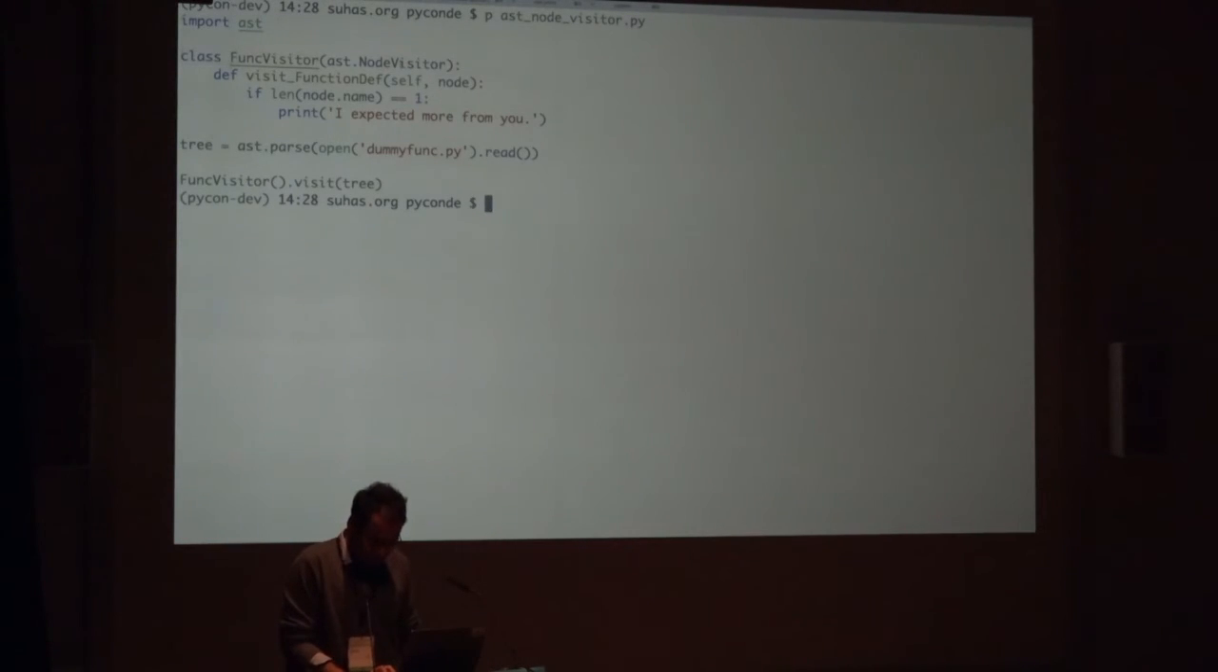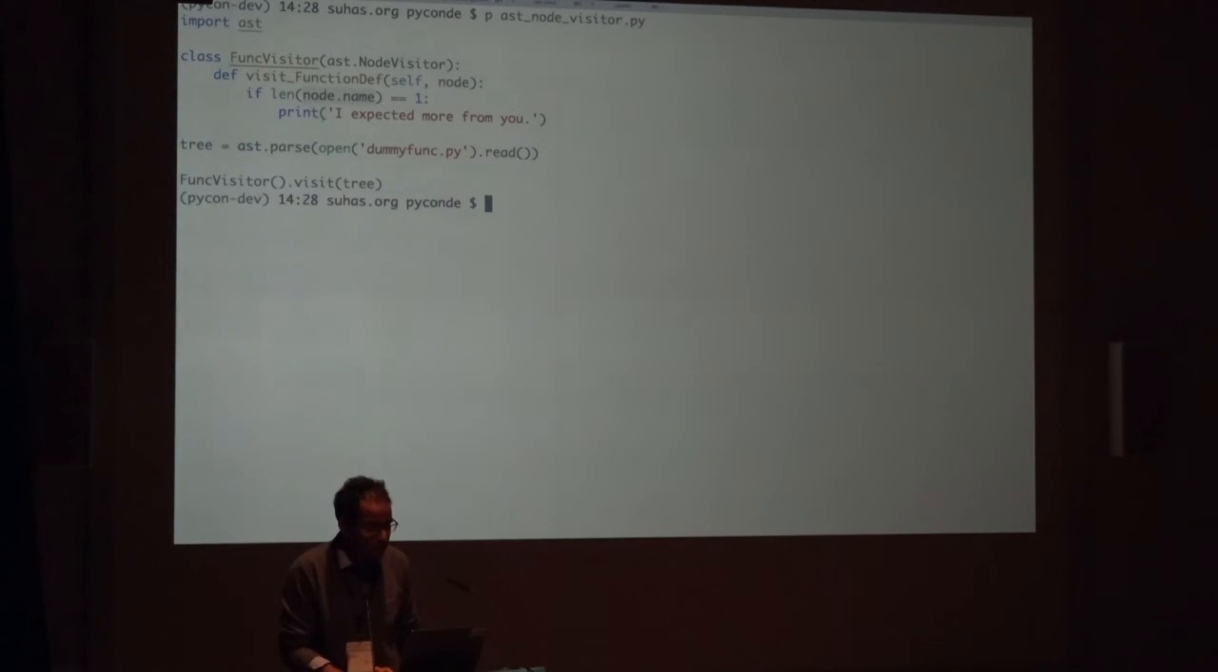When you inherit a FuncVisitor from ast.NodeVisitor, you define this function called visit_FunctionDef and pass a node to it. So all I'm doing is tree equal to ast.parse, open some dummy func.py, read that, and pass it to the FuncVisitor. This function will visit all the nodes of this file which are function definitions.